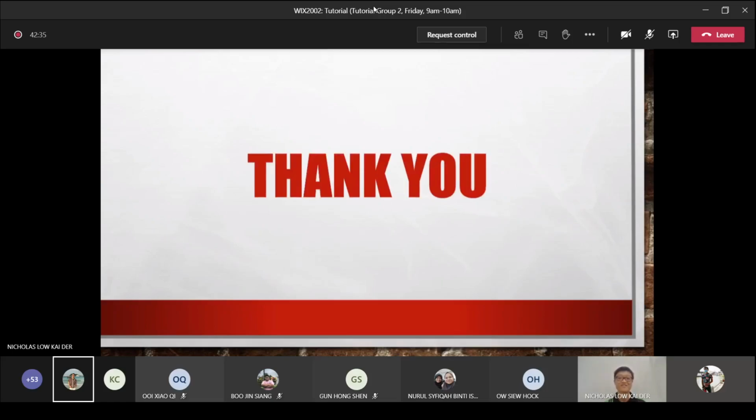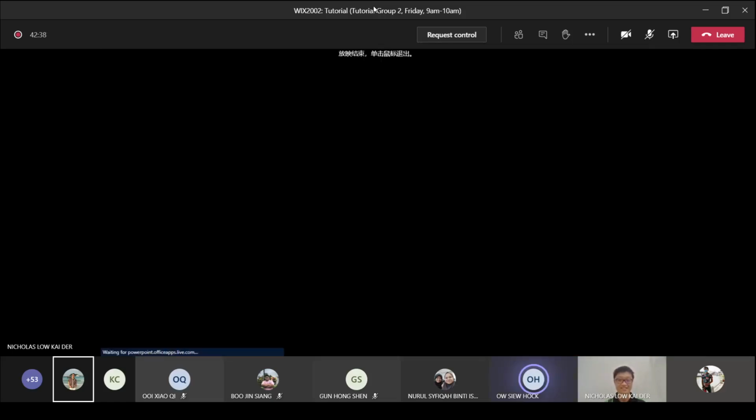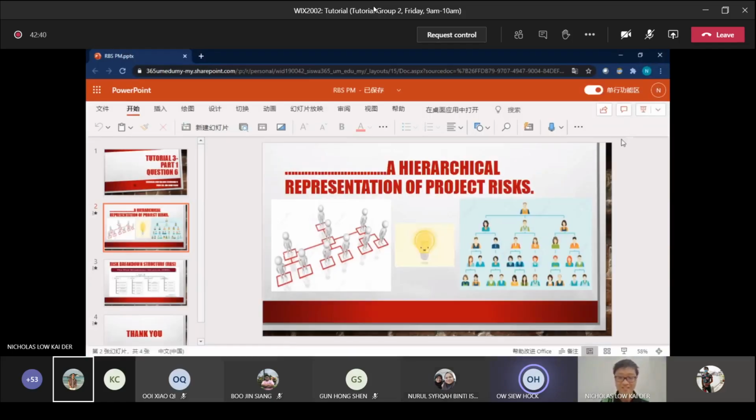Very good. Well explained and well drawn diagram. I have to correct your statement. The consequences of risk are not necessarily negative. They can be positive. The risk consequences can be either positive or negative, not always negative. Remember, in my lectures I gave one slide about positive consequences. Okay, remember that.